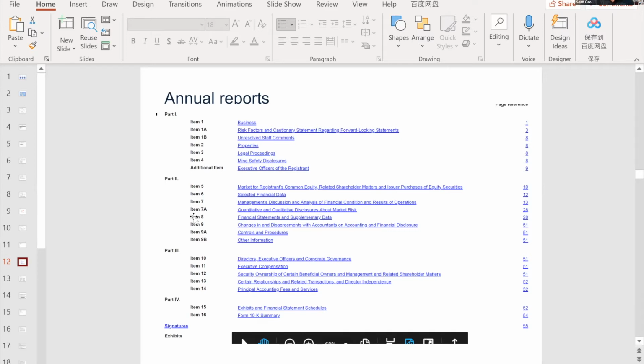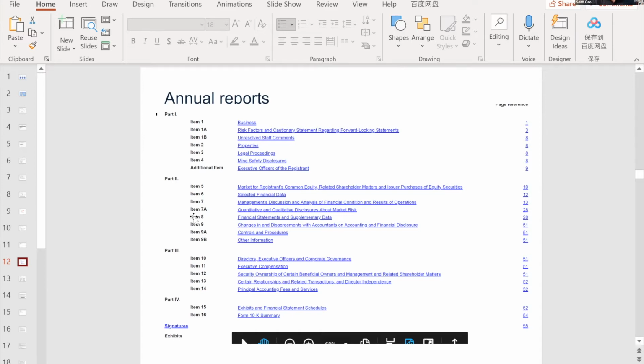We go to part 2. We have item 6, selected financial data. These are numbers, like I told you guys. Item 7 is another thing we're talking about. Then item 7A, we have numbers, then item 9, and we have controls and procedures, item 9, and we also have item 11, executive compensation, and item 10.